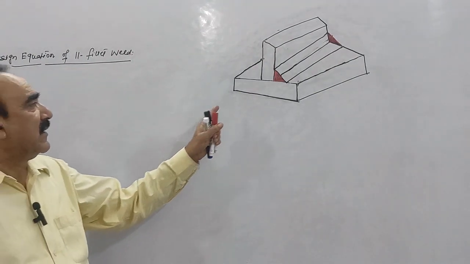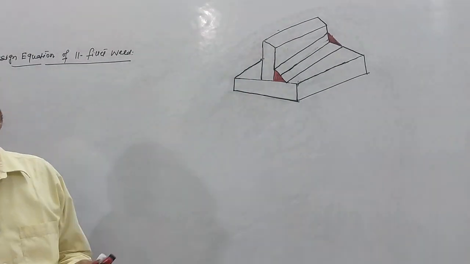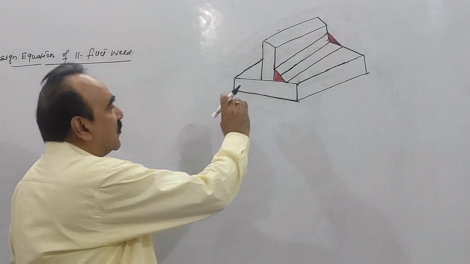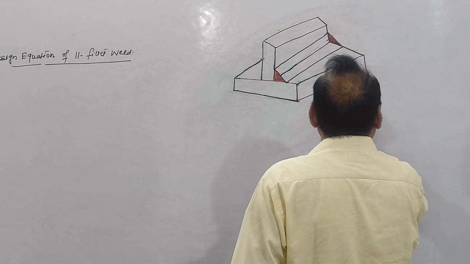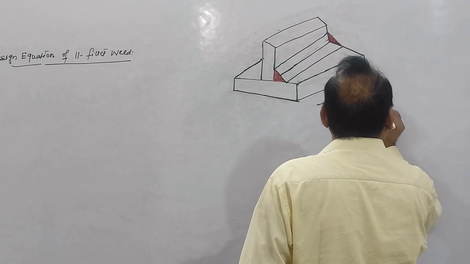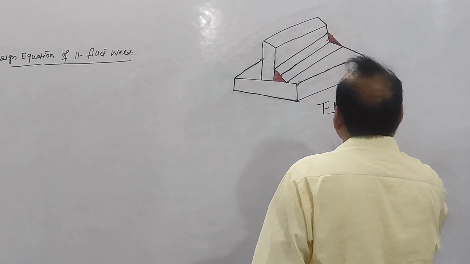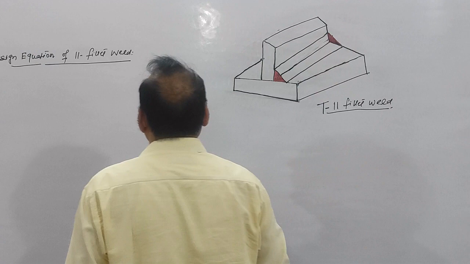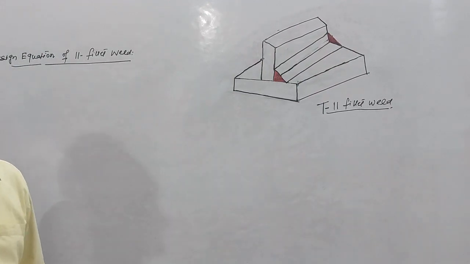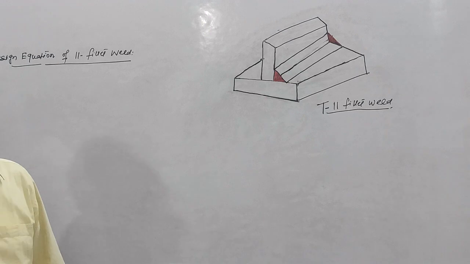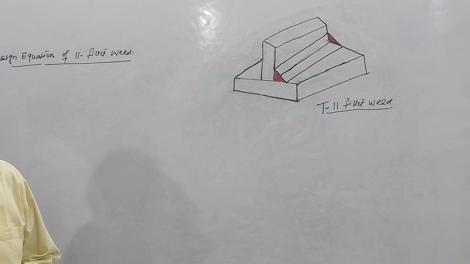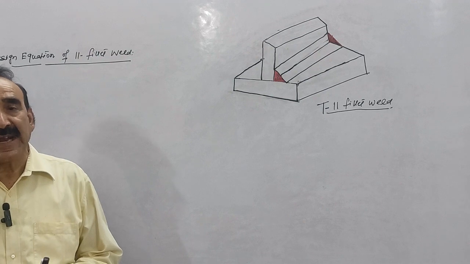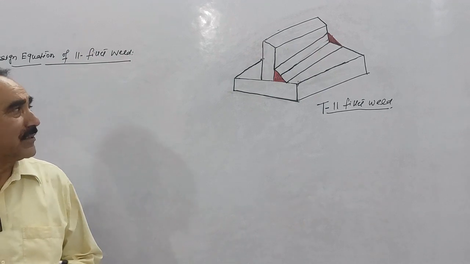So I have taken the T joint here, right? This weld is the T parallel fillet weld. Now to try to understand the design equation, first I will start from here: the design equation for the parallel fillet weld as well as the transverse fillet weld is different. The design equation is not the same. Why is it different? Try to understand this.